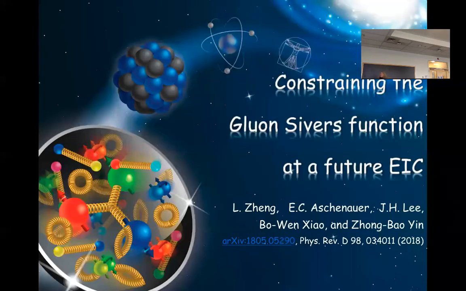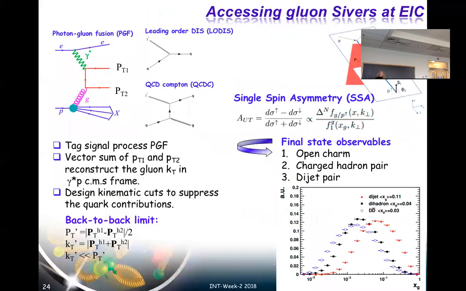Okay, so constraining the gluon Sivers function at a future EIC. We have published this paper where we did a very comprehensive study of what you can actually do. And we confronted the theoretical ideas with experimental reality. I apologize for the experimental reality in advance because it's sometimes not as easy to measure things. So if you want to do that, you have to take on photon-gluon fusion. You need, as was explained, the imbalance between two charmed mesons or two jets and so on.